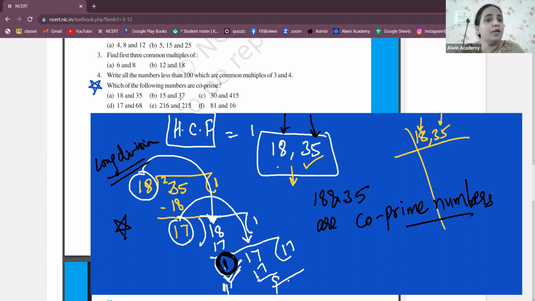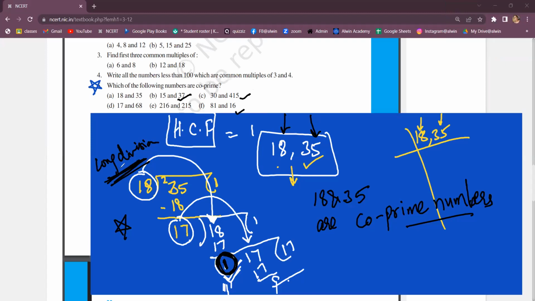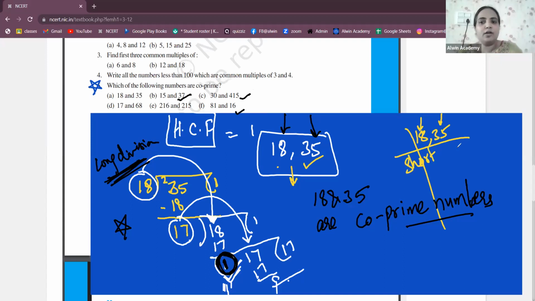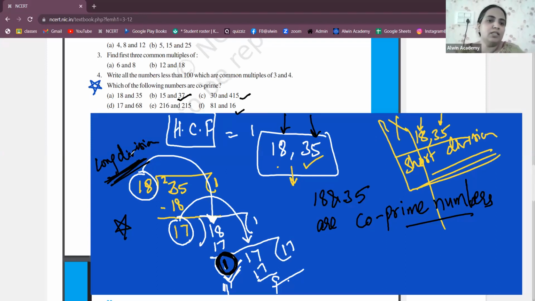So I think now you can do the rest of the questions at your home with this long division method. Okay. So I'll put a cross here. Avoid doing it with the short division method because it will take you too long to try all the divisibilities and then finally come to the conclusion. So avoid this method. This one is a better one to analyze if the numbers are co-prime.